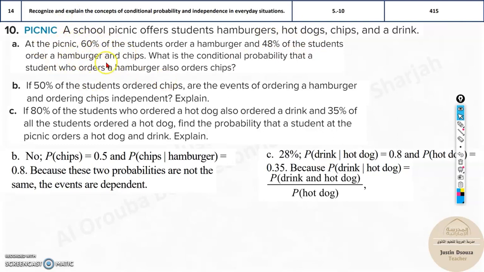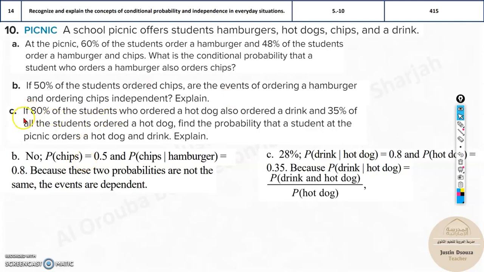And over here, if you find the conditional probability, what we just now found, whoever ordered chips ordered hamburger, how much? 80%. Over here they have told 50% of students ordered chips. Are the events of ordering hamburger and ordering chips independent? No, they are not. They are dependent on each other. So each probability differs.